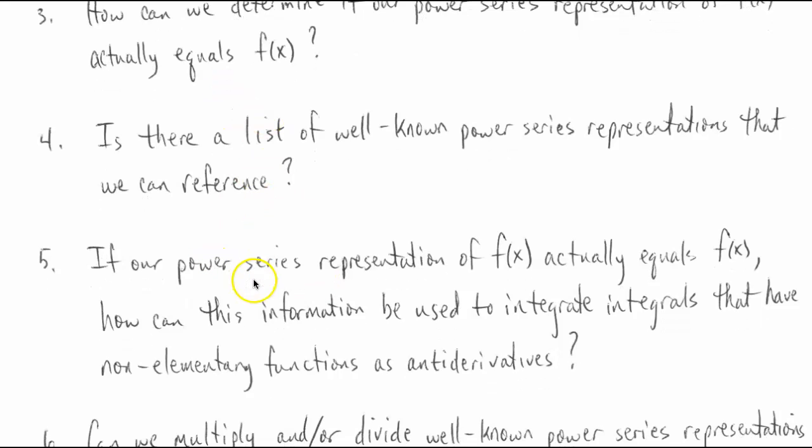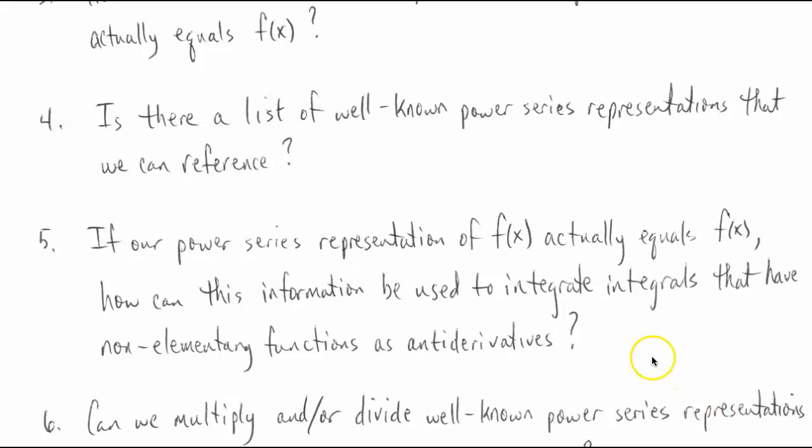For question number 5, if our power series representation of the function f of x actually equals this function, how can this information be used to integrate integrals that have non-elementary functions as antiderivatives? And of course, I kind of alluded to that already, but we'll actually see examples of that in the later videos.